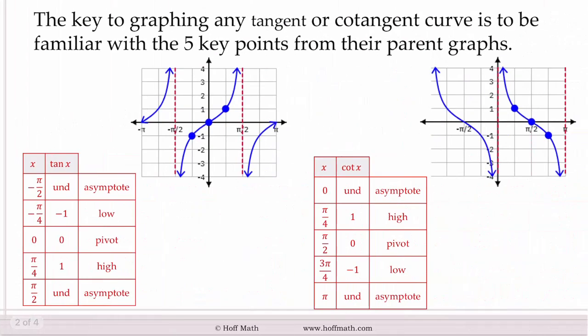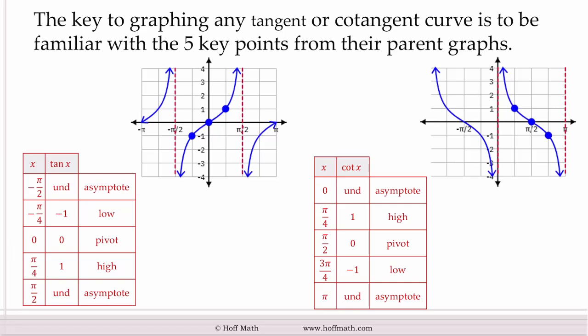The key to graphing any tangent or cotangent curve is to be familiar with the 5 key points from their parent graphs. This is the same for sine and cosine. So here's the graph of the tangent function. And when I talk about the 5 key points, I'm talking about this point right here. We have an asymptote. Then you have what I'm calling your low point. Then you have your pivot point. It's really a point of inflection. And then you have your high point, and then you have your other asymptote. And so that gives you one cycle or one period of the tangent curve.